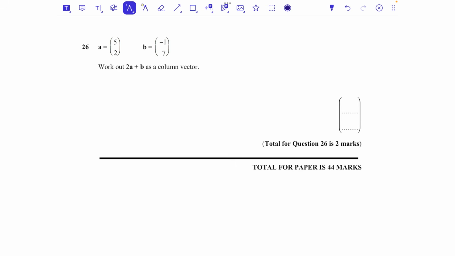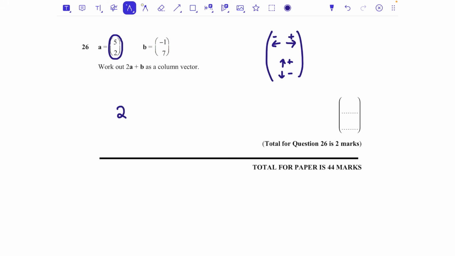And last but not least, question number 26, and we've got to work out 2a add b as a column vector. Now column vectors are instructions. They tell us what to do. A tells us to go 5 to the right and then 2 up. The top number is left and right. The bottom number is up and down. If it's positive, it goes up. Negative, it goes down. Positive, it goes right. And negative, it goes left. So 5, 2 goes 5 right and 2 up. And for vector B, it goes 1 left and then 7 up. Okay, that's what it does.